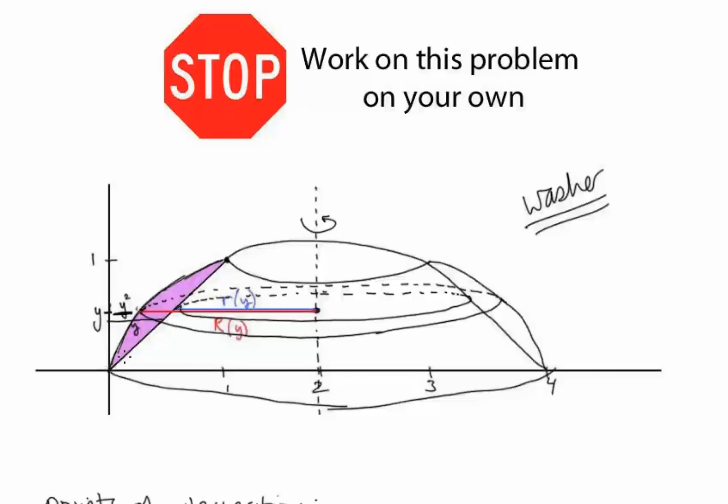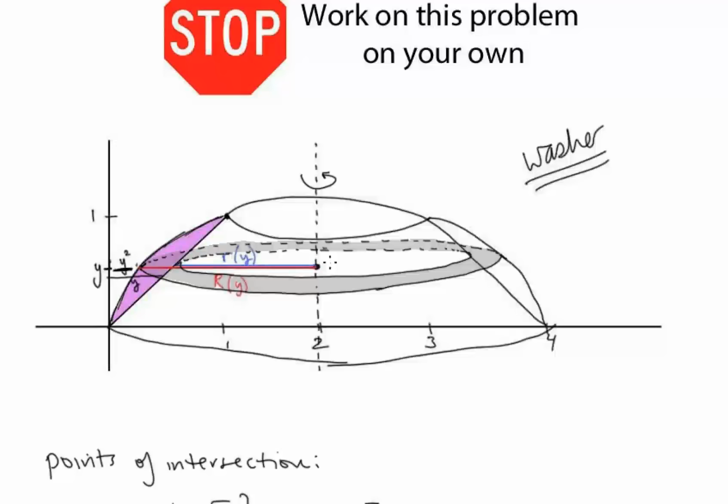So here's our shaded region from y equals x to y equals radical x, going from 0 to 1, the points of intersection, and we're revolving this region around x equals 2. And so here's the washer that we get. Now remember that we're slicing perpendicular to the axis of revolution, which means that we're going to have a horizontal slice and a horizontal washer.